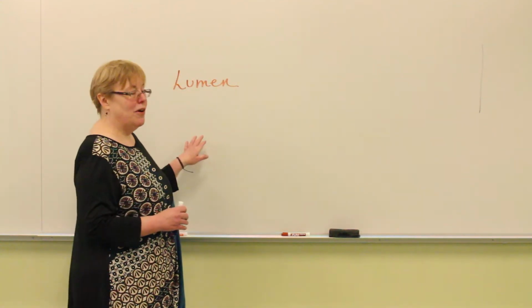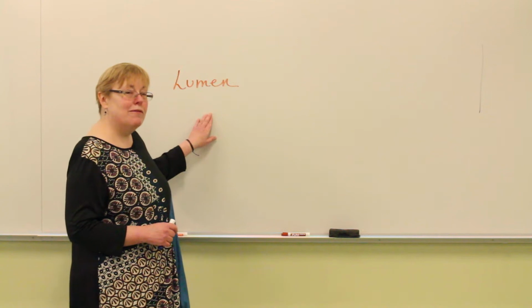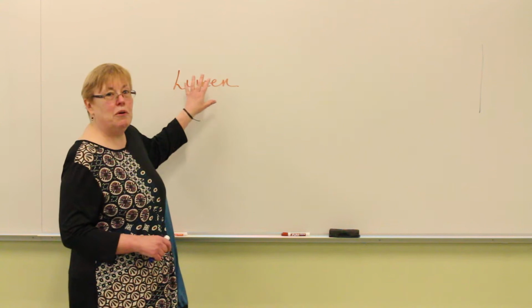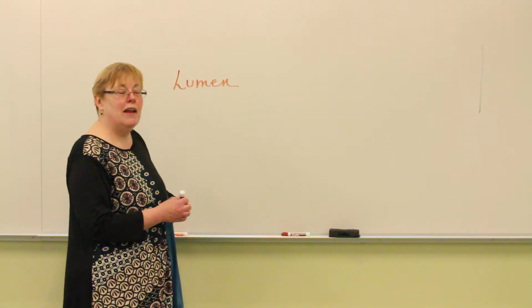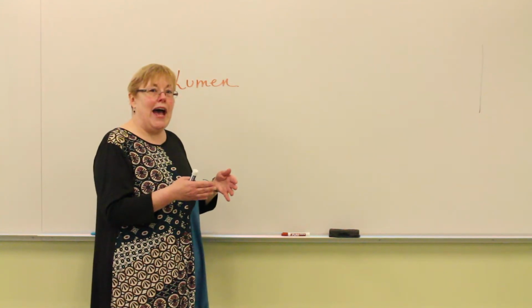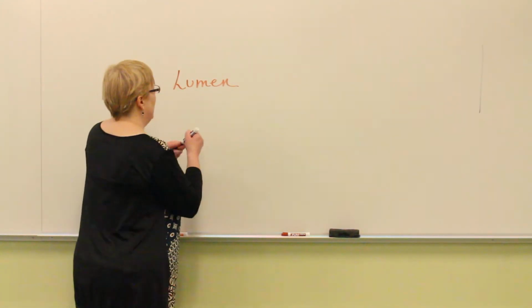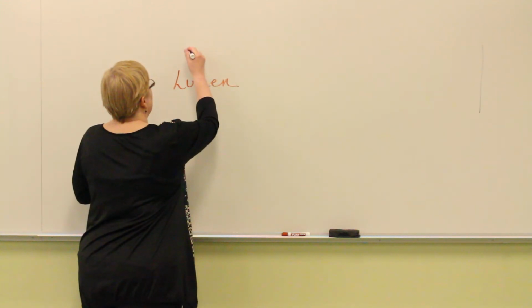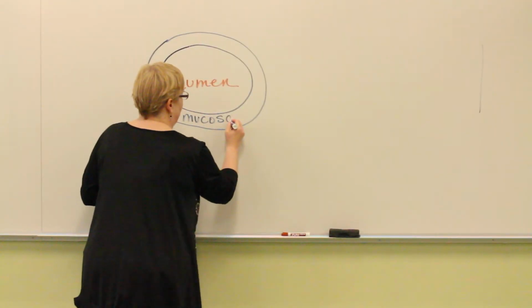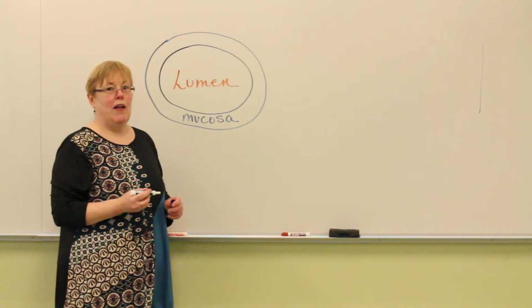Okay, so as far as our base model, what I have written up here for you right now is just the term lumen. So this is the location that the food material would be in, and it would also be where secretions would be added to that food material. Okay, so as I'm putting up this blue line here, and I'm going to make it as simple structurally as possible, this layer that is next to the lumen would be the mucosa layer.